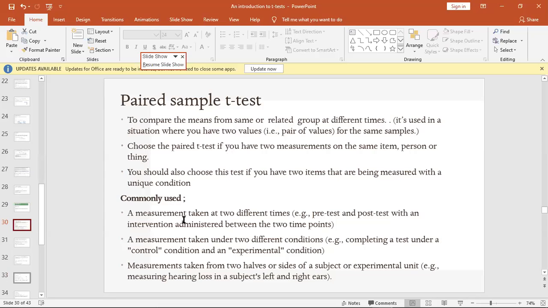For example, measurements taken at two different times, pre-test and post-test. If you have one nursing group, you do a pre-test and post-test to check their knowledge level on infection control. Pre-test and post-test were conducted on the same sample, so we call that a paired sample. Another example is a measurement taken under two different conditions, completing a test under control and experimental. In labs, most scientists conduct experiments using control and experimental conditions. In that case, we also use paired sample t-test to compare means.